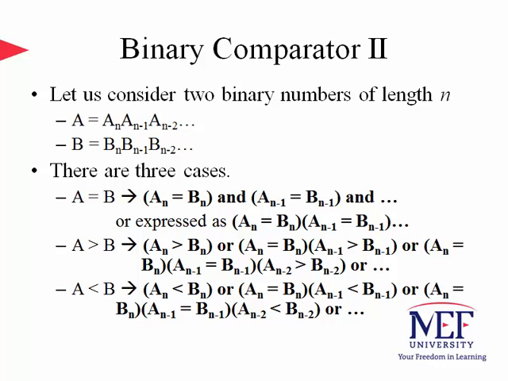Similarly, the A is less than B case can be implemented by checking the most significant bit, and in case of equality, we move on to check the next bit, and so on and so forth.